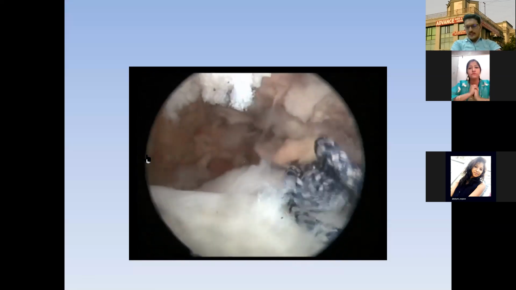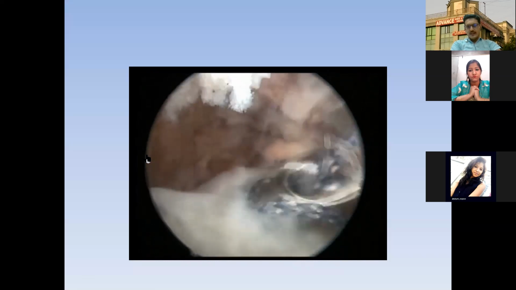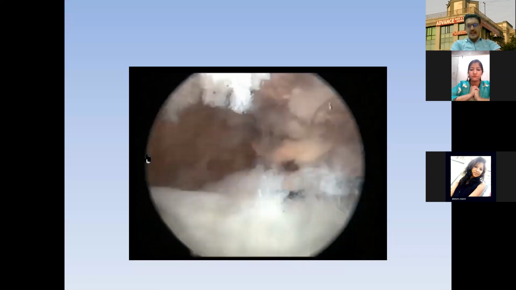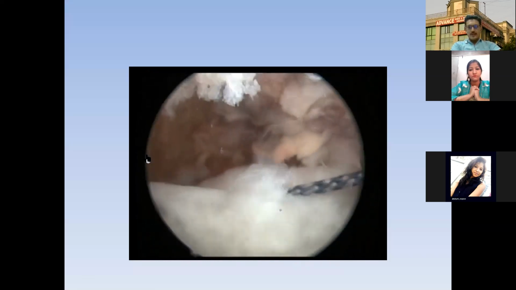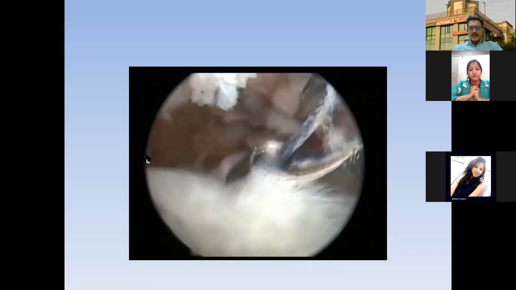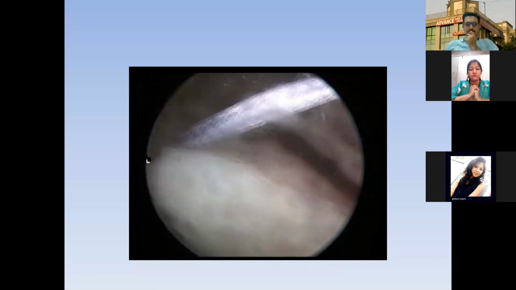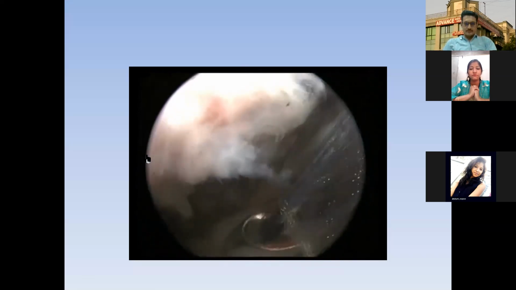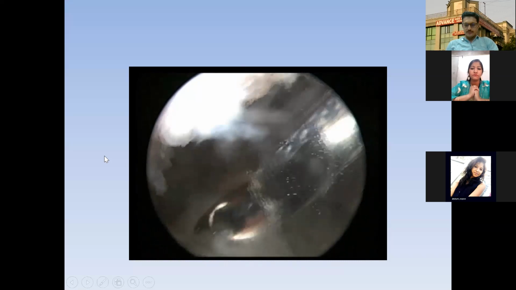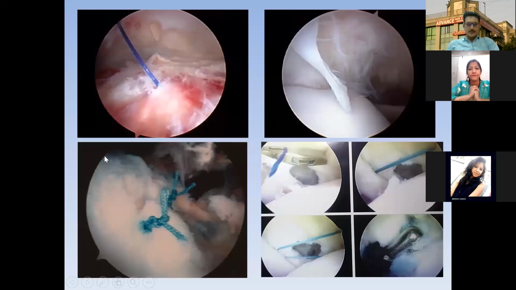So nothing needs to be opened, everything can be done with an arthroscopic approach. So we can just tie these knots back into their place. Okay. So this is how this specific surgery is done.